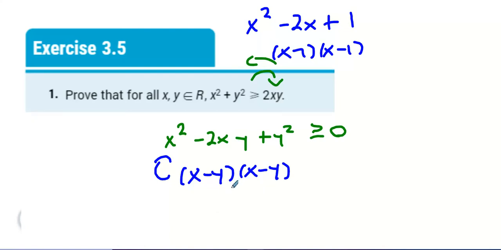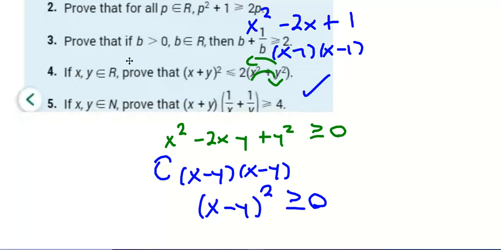Who doesn't know how to do that? Sorry, I'll pause here. Let's look at this. It's a perfect square, isn't it? And a perfect square is always bigger than or equal to 0. So I've effectively proved that question. Okay. Now, it gets obviously a bit more difficult later on.